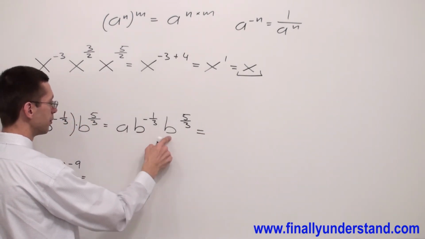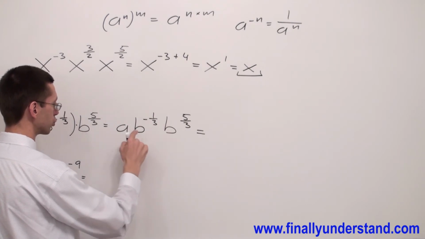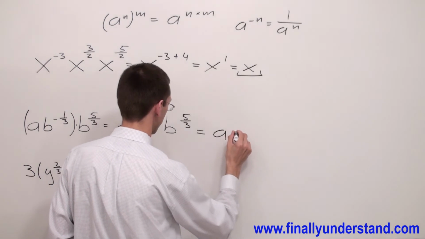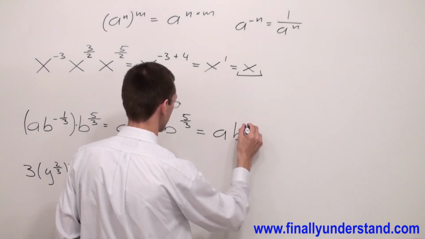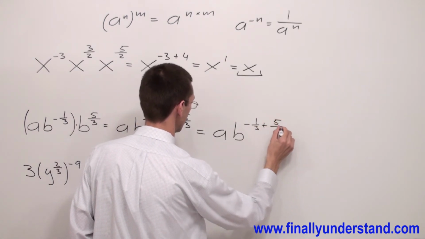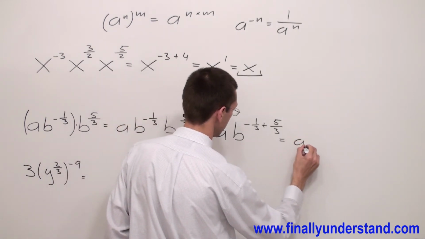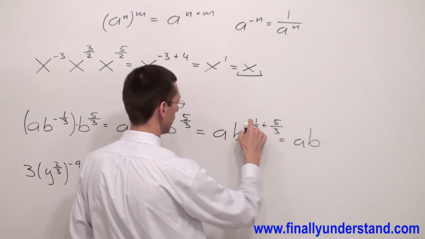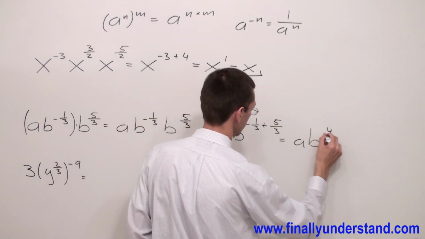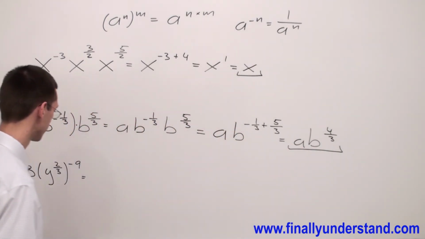B and b, I have the same base. Anytime we multiply the expressions with the same base, we're supposed to keep the base and add exponents. That's why I'm going to have a b to negative 1/3 plus 5 over 3, which is equal to a b to the power of negative 1 plus 5 is 4, 4 over 3. This is the solution to this problem.